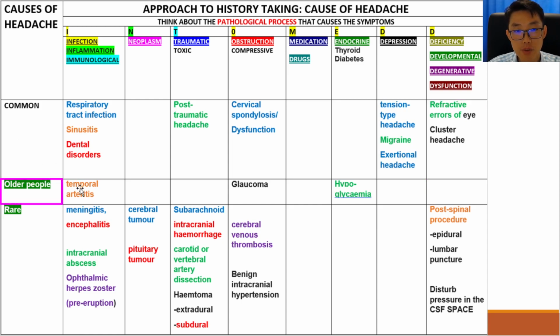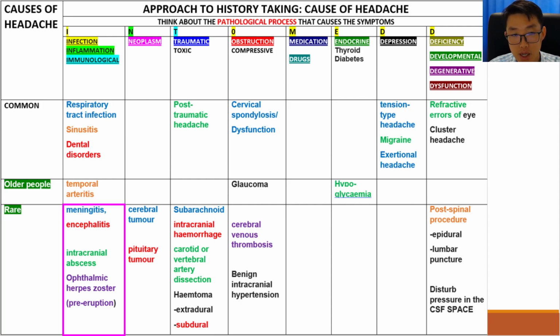In older people, we have to think about other causes. These include inflammatory causes such as temporal arthritis, which is inflammation of the temporal artery on either side of the temple. Glaucoma, which is increase in pressure within the eyeball, can also cause headache. Low blood sugar can also present with headache associated with dizziness.